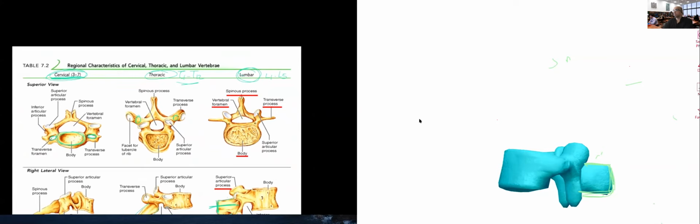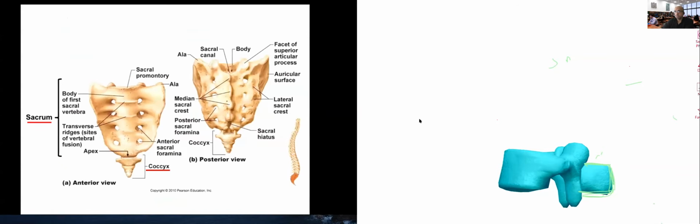All right. No important markings are required from you to identify on the sacrum. So you just need to identify that this is the sacrum and this is the coccyx. No landmarks are required of you.